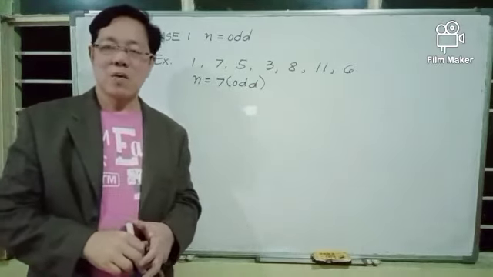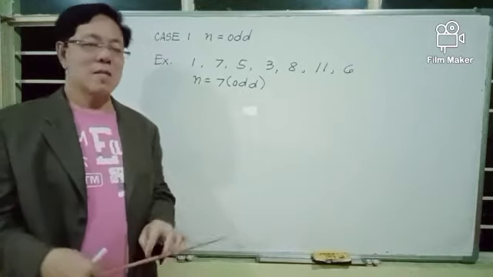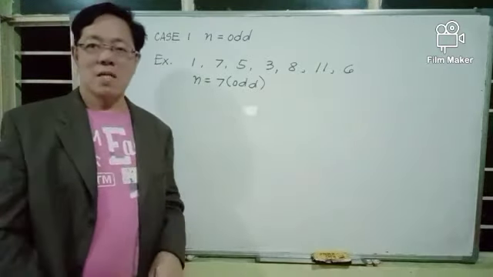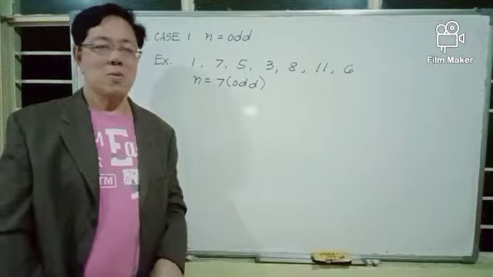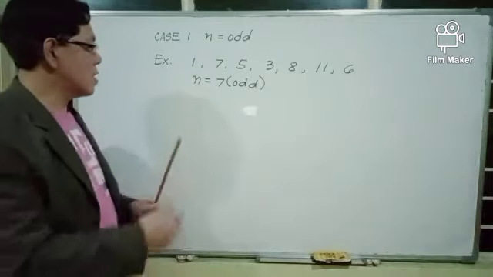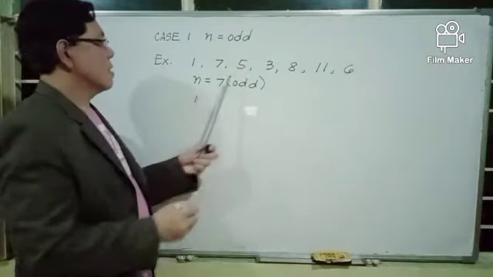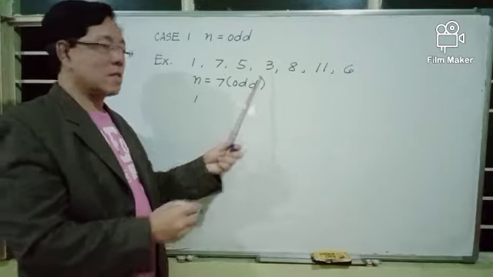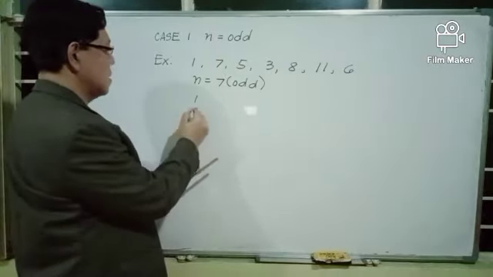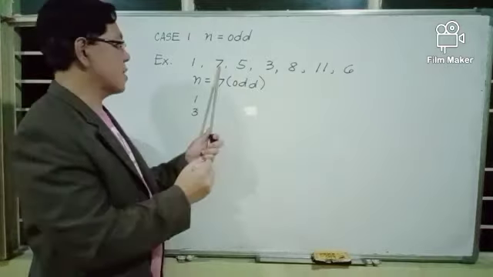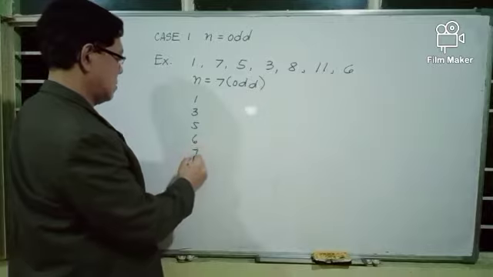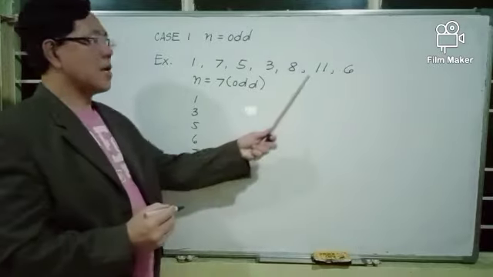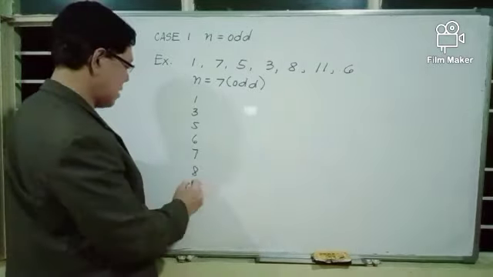To find the median, the first step is to arrange this set of numbers in ascending or descending order. I will use ascending order, that is from the lowest to the highest value. The lowest value is 1. The next lowest is 3. And then 5, 6, 7, 8. And the highest value is 11.